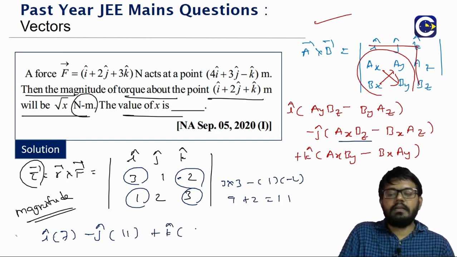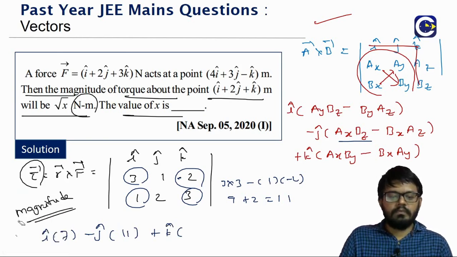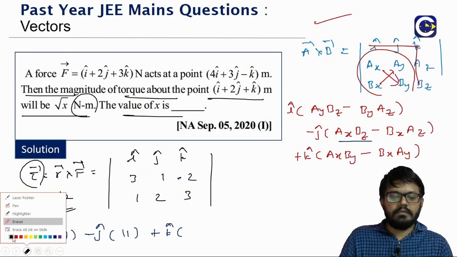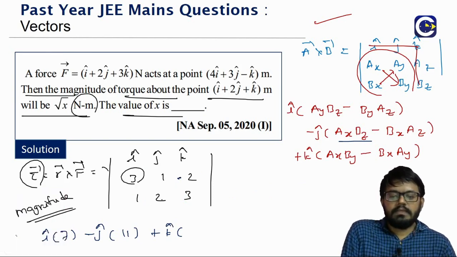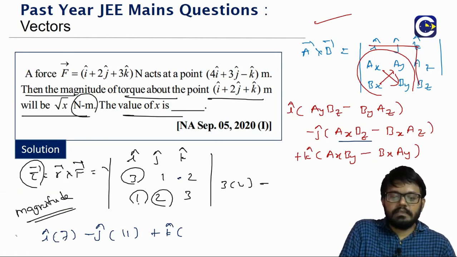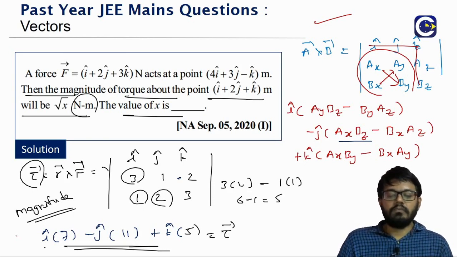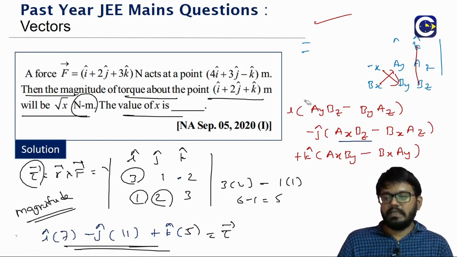Then we have to look at the component of K. So we will erase this. So what is the component of K? AXBY minus BXAY. So AXBY 3 into 2 minus BXAY 1 into 1. So 6 minus 1 is what? 5. So this is our torque in the IJK notation vector form. What is it? 7I minus 11J plus 5K. Now we got the torque in the vector notation.